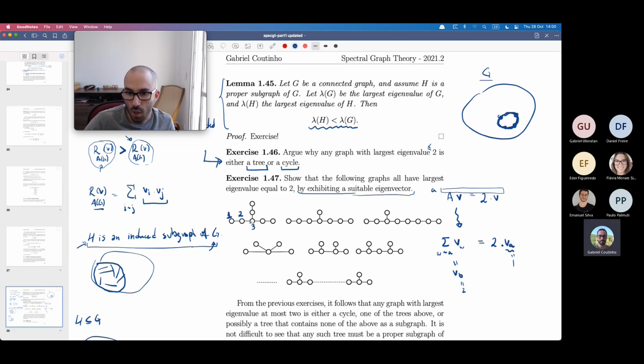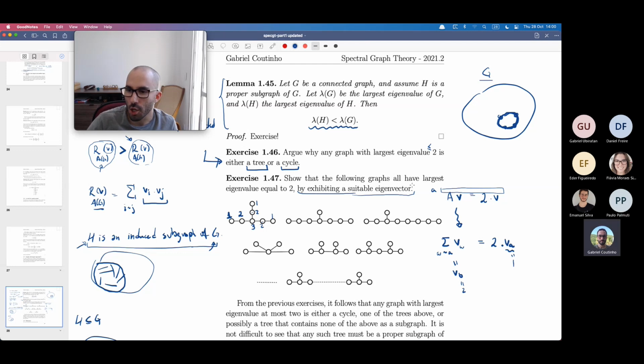Now for this one, it's not so easy anymore. 2 times 3 is 6, so I know that this guy plus this guy is 4. Then I look at this drawing and think, okay, if I put 2 here and 2 here, I'm good to go. And I know that this should work with 1 and 1. So that's it. Done. This is an eigenvector for the eigenvalue 2.